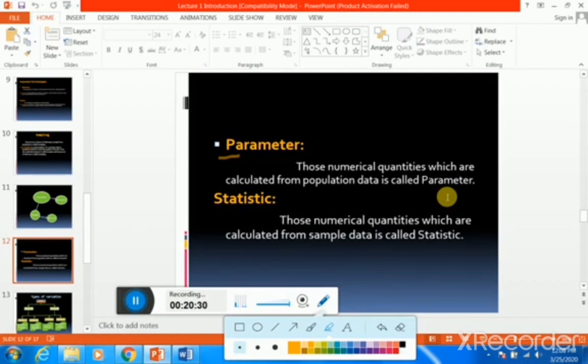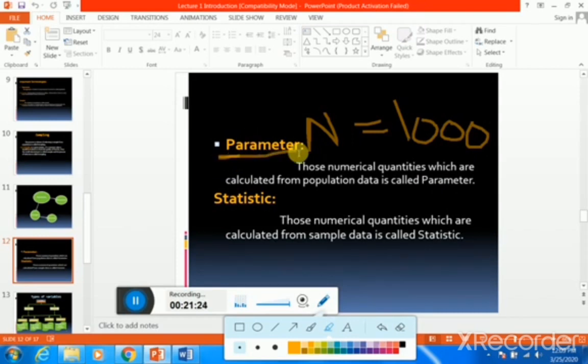Suppose I have a university, and this university contains, suppose, 1000 elements. Suppose the total is 1000. Now you want to find the average height of these 1000 students, so you use the average formula. That average, which we use to calculate aggregated data for the height, is simply known as your parameter.